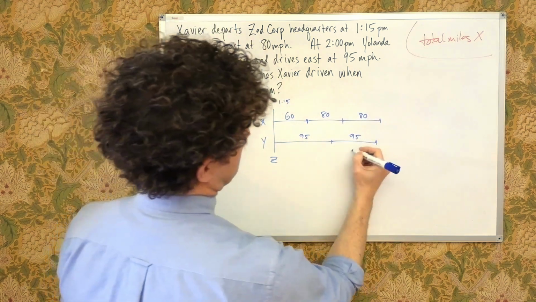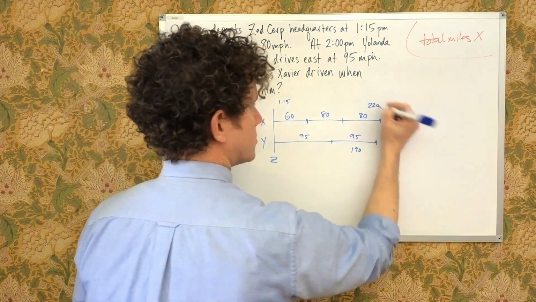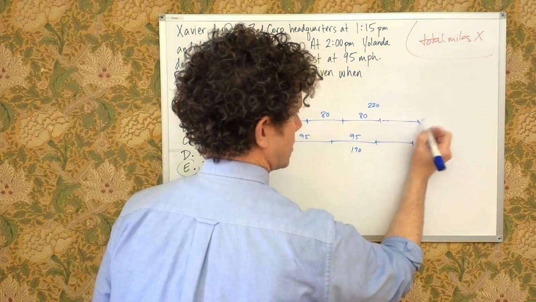We are at 190. We are up here. We're at 220. She still hasn't caught up to him. Another 95, another 80.